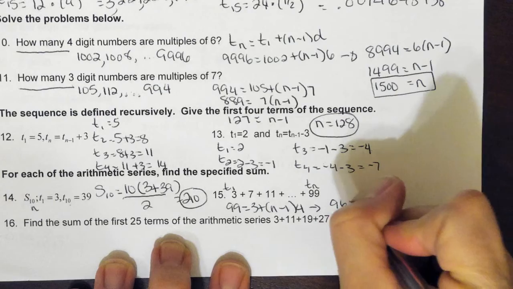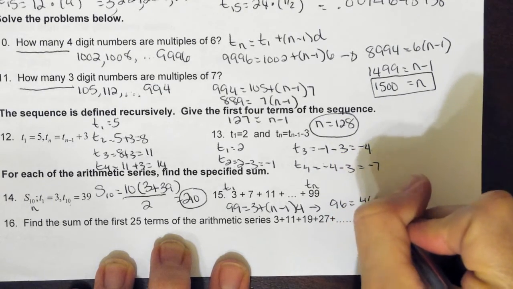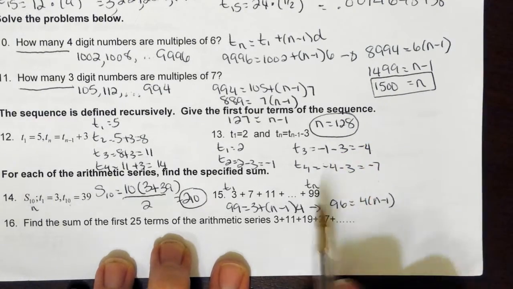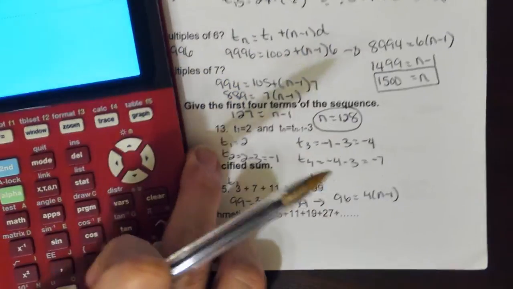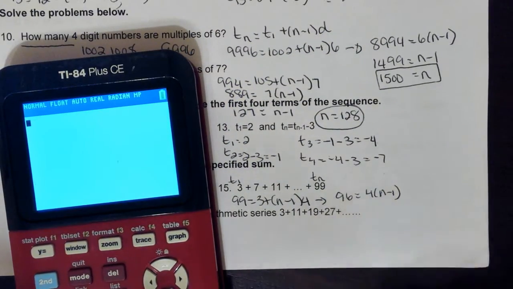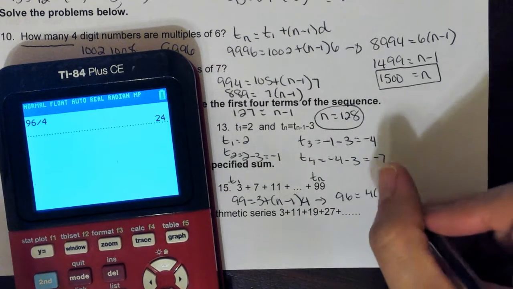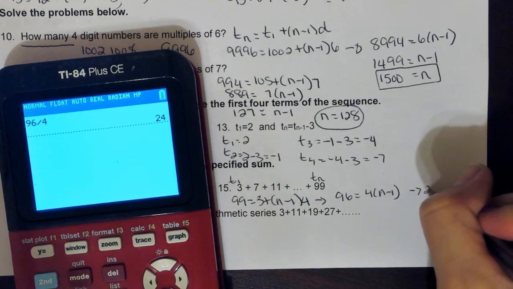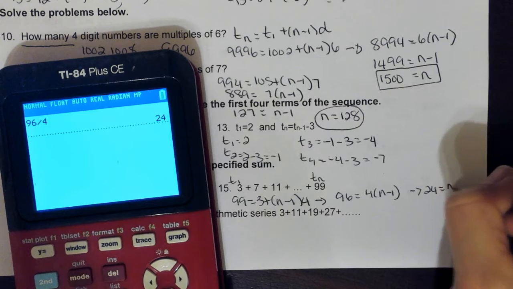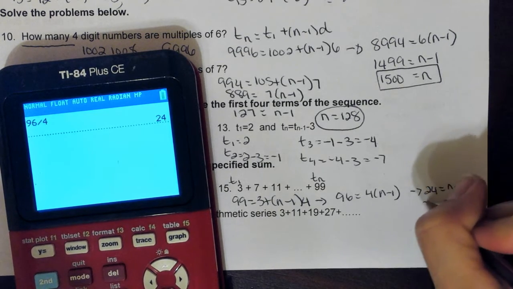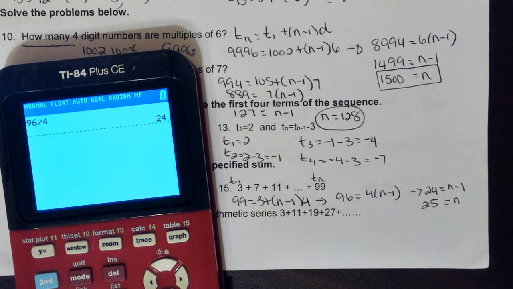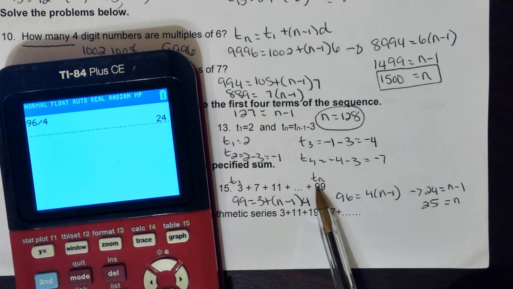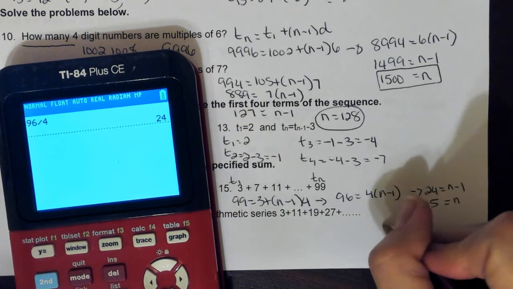So 96 equals 4 times n minus 1. And then I'm going to divide by 4. Again, you could distribute, but I like to go ahead and divide. And we get 24. So I have 24 equals n minus 1. So n equals 25. Okay, so now I have my n, I have my T1, I have my last term, so I can go plug into my formula.